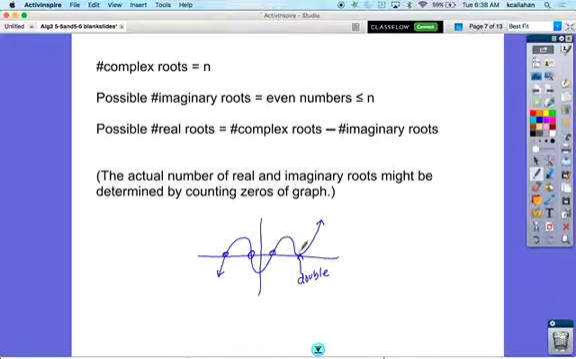But if I didn't count this one as a double, then I would have 1, 2, 3, 4, and that would mean there's 1 imaginary. Well, that can't be. Remember that the imaginary zeros have to come in pairs. You never could get just 1.